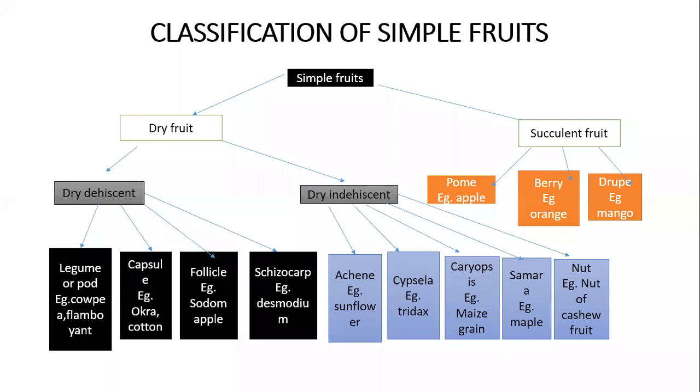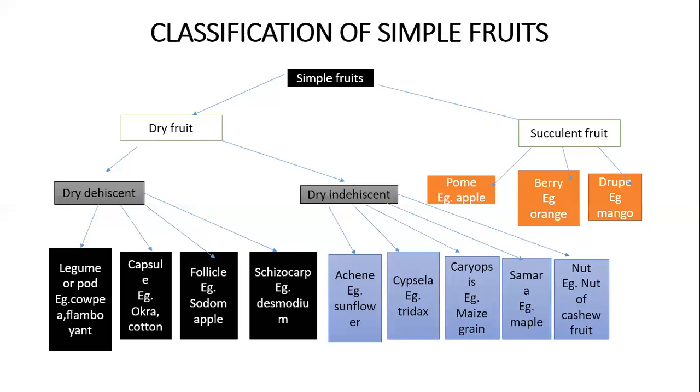Now, under all these, there are further classifications under them. So with the dry dehiscent, there are 4 other classifications under them, where we can classify 1, legume or pod, 2, capsule, 3, follicle, and 4, schizocarp. So these 4 types of fruits or classifications of fruits are all under the dry dehiscent fruits.